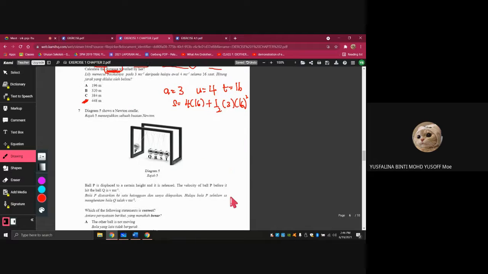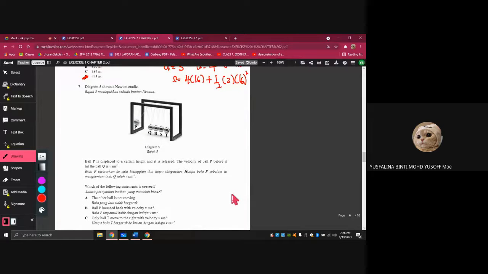Okay, and for number 7, this one is actually the momentum, right? I can see the notes that I gave. They have one question like this. Let's say you displace the ball P, and then what will happen to the rest of the balls? The Q will stay, R also will stay, S also will stay, only the T will be displaced, with the same magnitude as P. So this one is actually the application of the conservation of momentum.